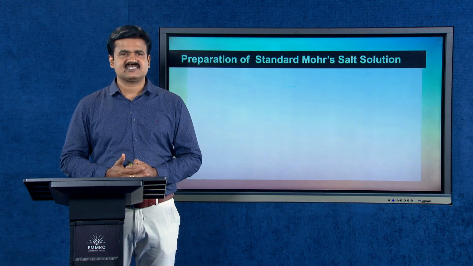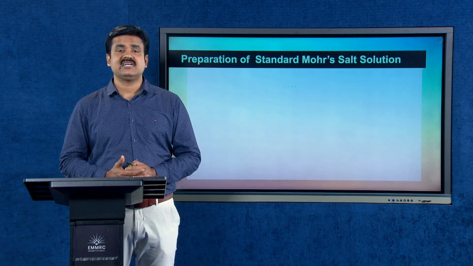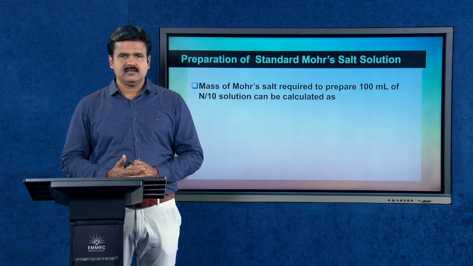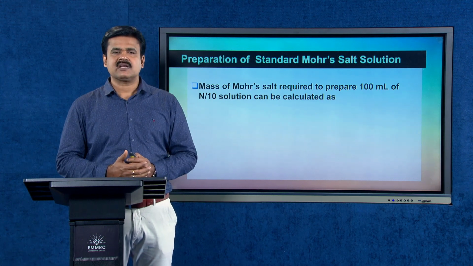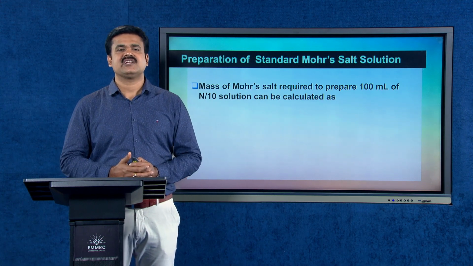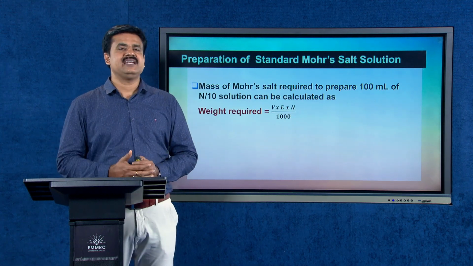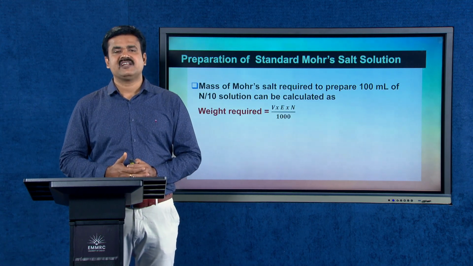First of all, we are discussing preparation of standard Mohr's salt solution. The mass of Mohr's salt required to prepare 100 ml of N/10 solution can be calculated by using the expression: weight required = V×E×N divided by 1000.